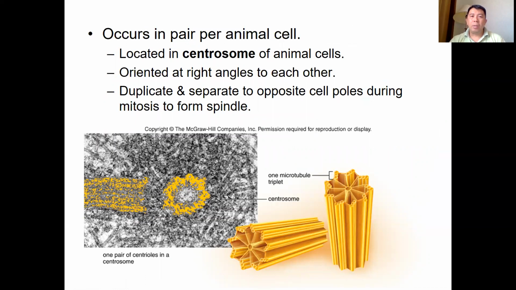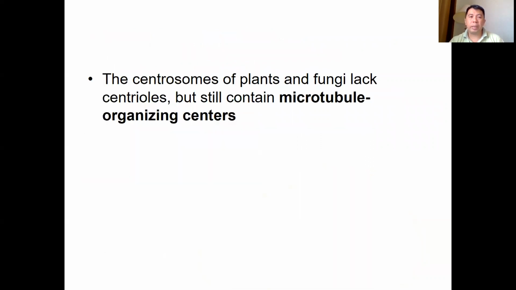These centrioles occur in pairs in animal cells, located in the centrosome near the nucleus, oriented at right angles to each other. You see, right angle, 90 degrees. They duplicate and separate to opposite poles of the cell during mitosis to form the spindle fibers.